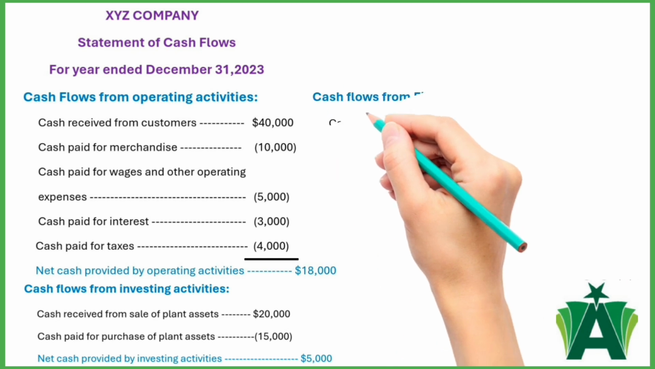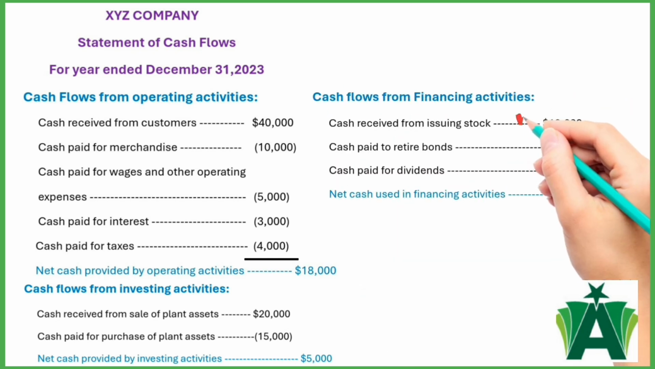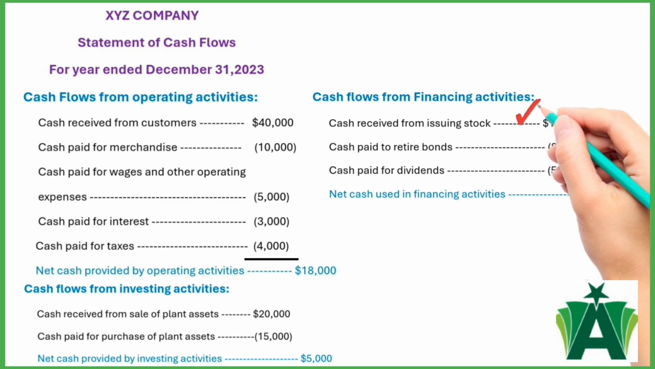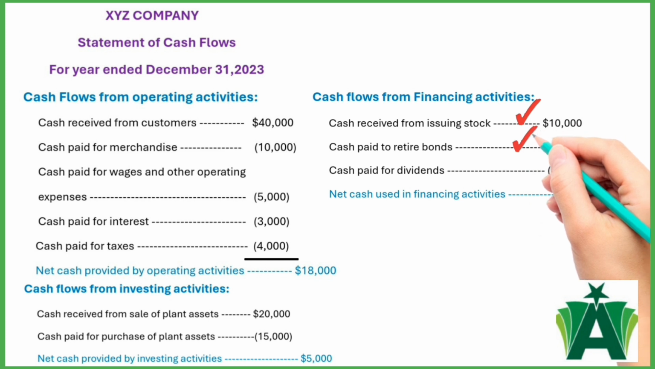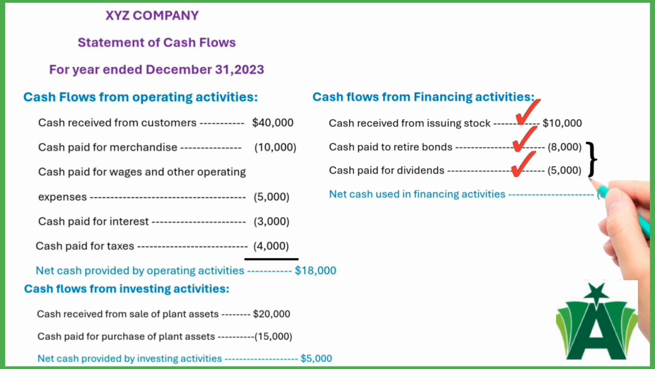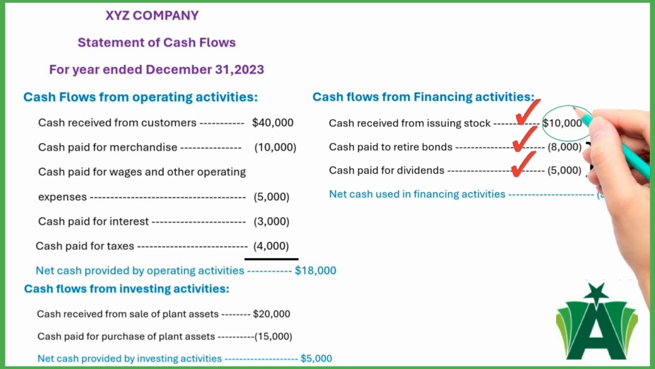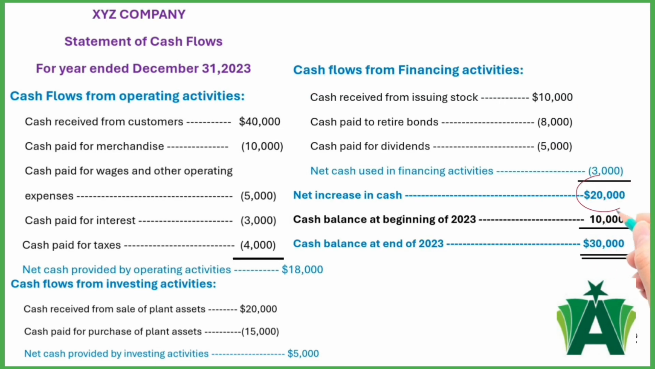Financing activities deal with how a company raises or pays back long-term funding. It involves sources of cash from issuing debt or equity, and uses of cash for repaying debt or distributing dividends to shareholders. Subtract the cash outflows from the cash inflows to determine the net cash provided or used. Net increase in cash is the difference between beginning and ending balances of cash and cash equivalents.